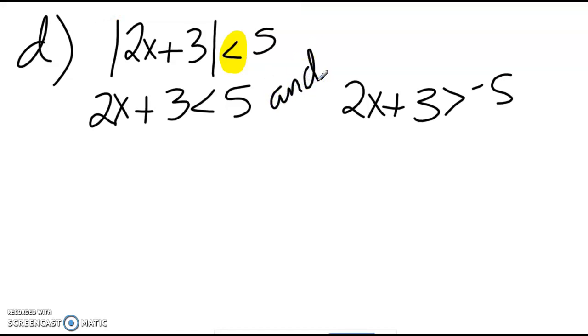solve and see what they have in common. And where they overlap, that's the solution. So we can do it that way. So let's go ahead and do it this way. And then I'll show you another way that this can be done.